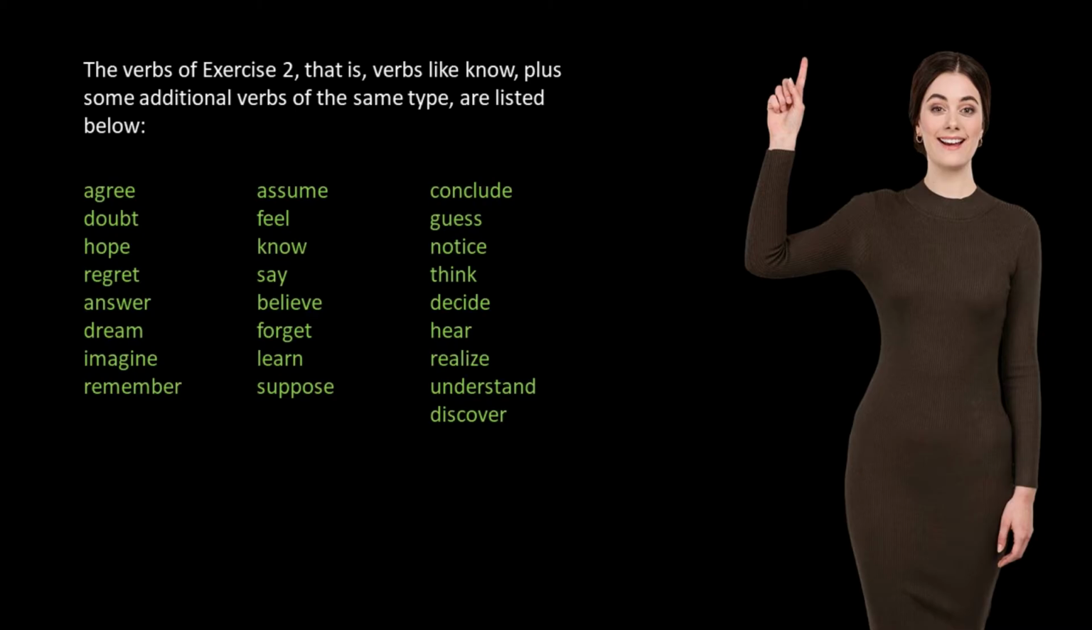The verbs of Exercise 2, that is, verbs like know, plus some additional verbs of the same type, are listed below. Agree, doubt, hope, regret, answer, dream, imagine, remember, assume, feel, know, say, believe, forget, learn, suppose, conclude, guess, notice, think, decide, hear, realize, understand, discover.